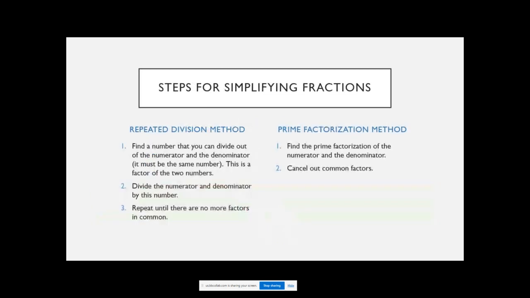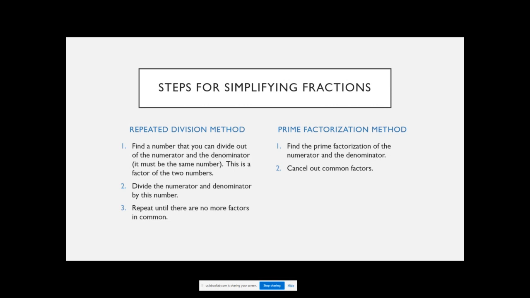So if you are anything like me, you like to have steps to follow. There are two different methods for simplifying fractions, and I've got both methods here. There's the repeated division method, where you have a fraction and you divide the top and the bottom by the same number, and you do it over and over again until you can't anymore. Then there's the prime factorization method, where you do prime factorization and then you cancel everything out that's common on the top and the bottom, and whatever's left over is your answer.